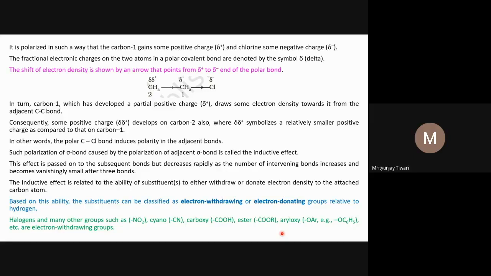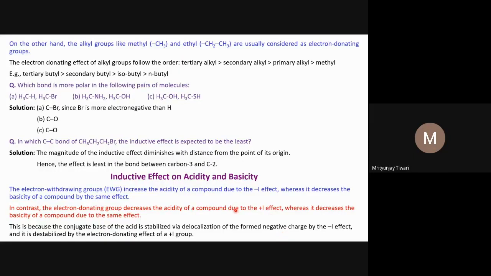Although the electron withdrawing effect of this group is very weak, it will also behave as an electron withdrawing group. On the other hand, alkyl groups like methyl, ethyl, etc. are usually considered as electron donating groups. How the electron donating effect is created when these moieties are present on a carbon atom or a bond, we will see later in terms of hyperconjugation. So the alkyl groups behave as electron donating groups.